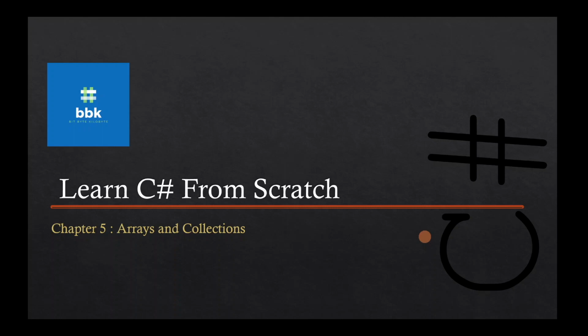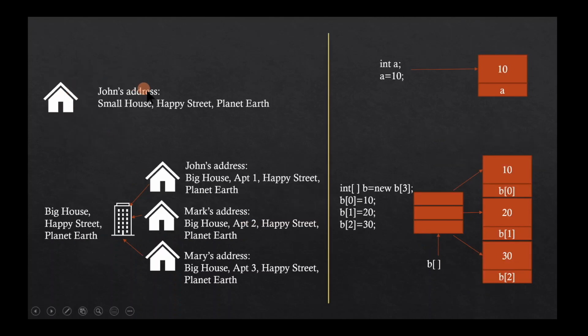Let's understand that a little bit more with an example and how we can access individual elements of the array. So if you see this, a simple example here, John stays in a small house. The name of the house is small house. Address is Happy Street, Planet Earth, right? So John stays alone in this house. It's a single house. So you can describe John in this fashion. Similar to this is a single standalone variable. Here we have integer a and we are storing 10 to it. So a gets a memory location and then 10 gets stored in that memory location.